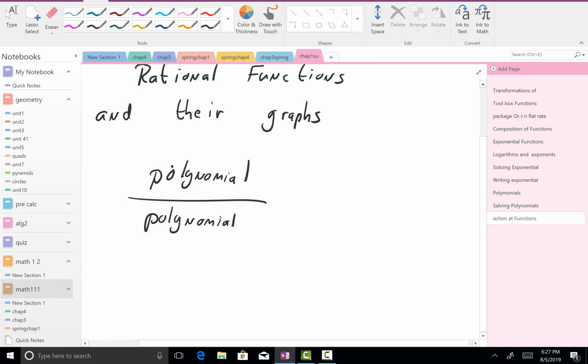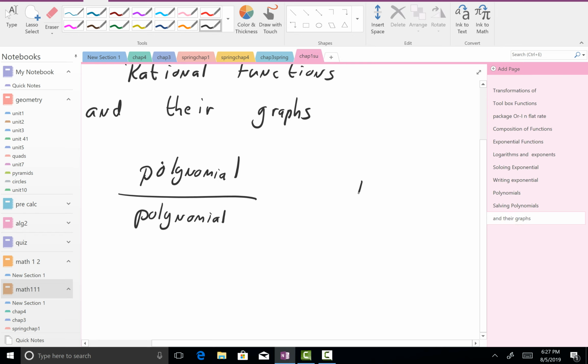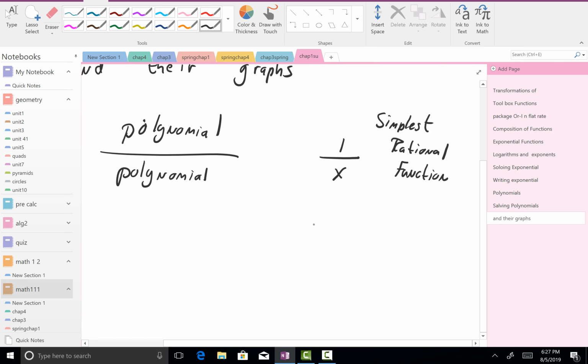In the very simplest form, we'd have 1 over x. That is the simplest rational function there is, because a polynomial could just be a number. It's rare that it is, but it could be. And of course, this has to have an x, so there's our x. So that's a rational. If we have an x over an x minus 1, that's a rational.